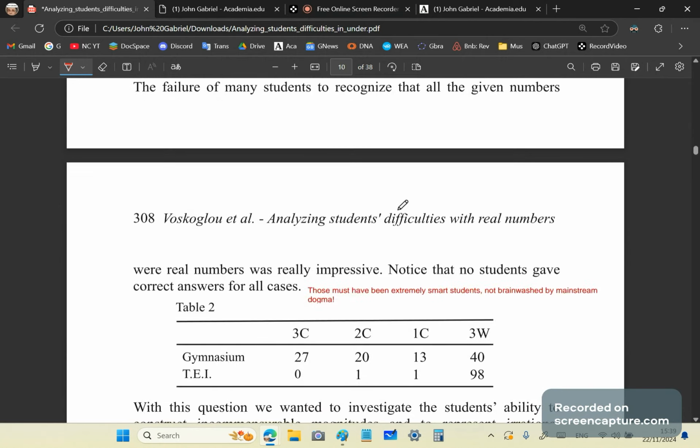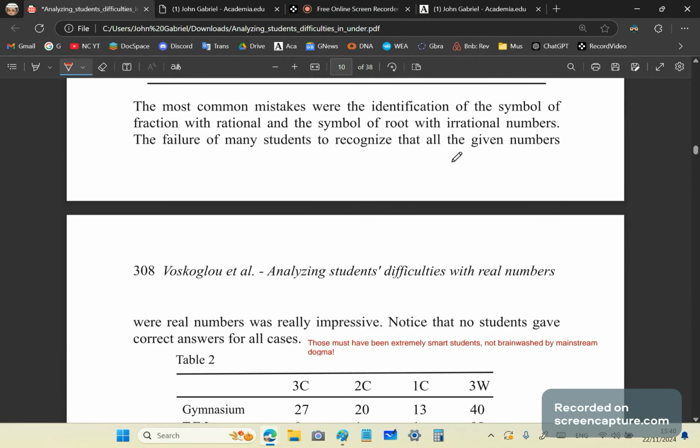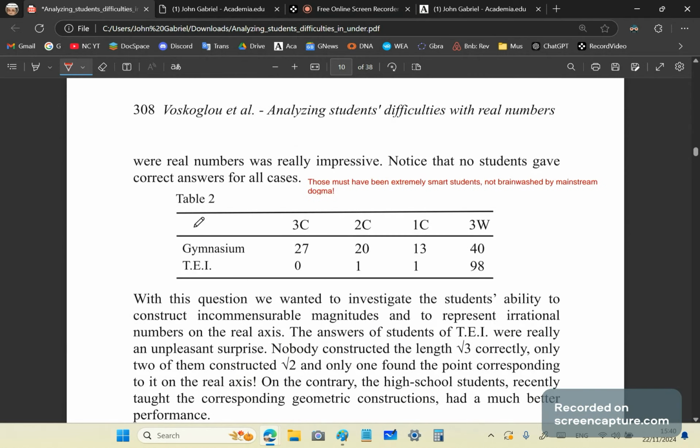So now we come to the part where they're about to show what their research has revealed. So here they say the failure of many students to recognize that all given numbers were real numbers was really impressive. The failure, actually, I would have called it the opposite. Those students must have been extremely smart because they weren't brainwashed by mainstream dogma, right?